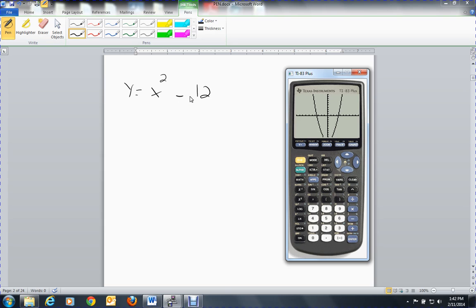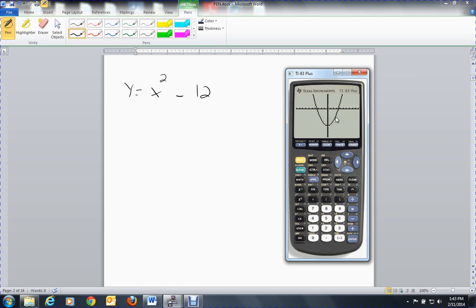I'm going to tell you that this minus 12 means that we've taken that U and moved it down 12 places. So what that means is this y min needs to be changed. So I'm going to go down to the y min and change it to negative 20. I can change them all. I'm going to change y min to negative 20. So when I graph it, you can now see the bottom portion of the parabola.